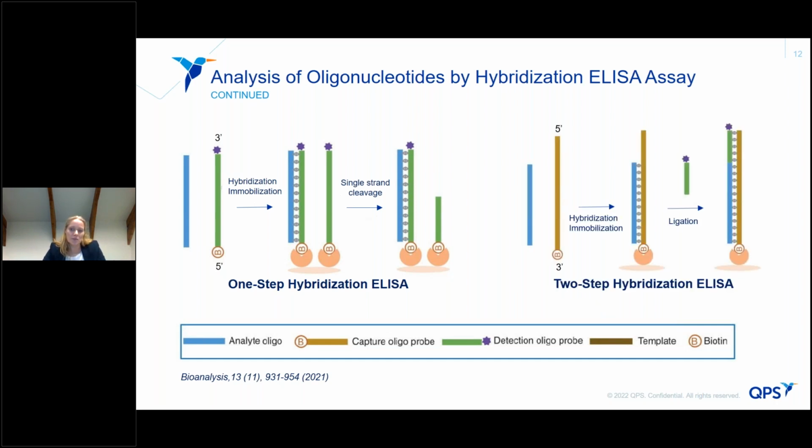With the 2-step hybridization ELISA, you start with a capture probe, which is biotinylated at one end. This hybridizes against the analyte oligonucleotide. And again, the whole complex is immobilized on a streptavidin-coated plate.